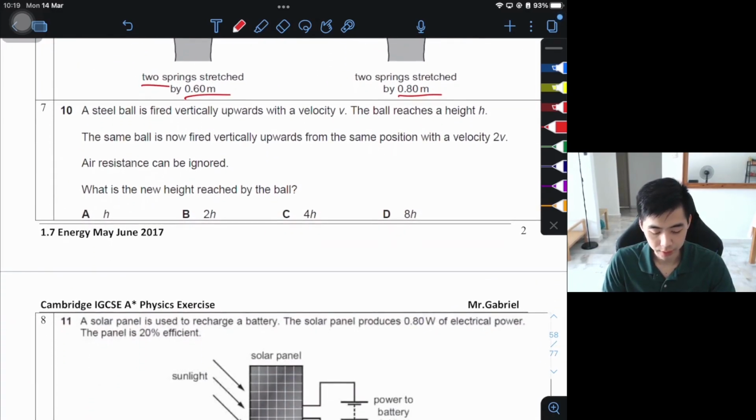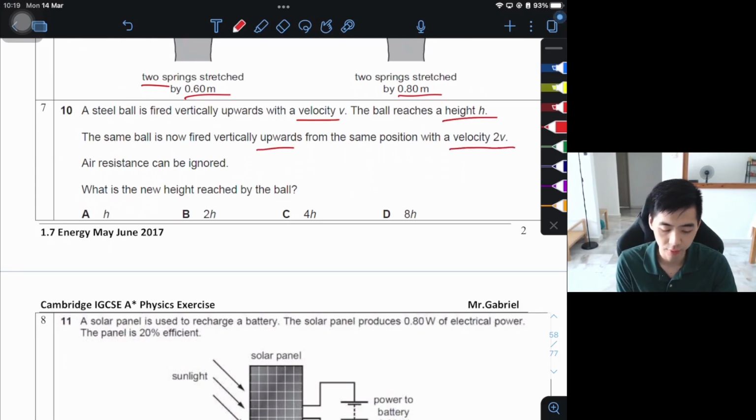Now, this question is a bit interesting though. A steel ball is fired vertically upwards with a velocity v. The ball reaches a height h. The same ball is now fired vertically upwards from the same position with a velocity of 2v. Air resistance can be ignored. What is the new height reached by the ball?